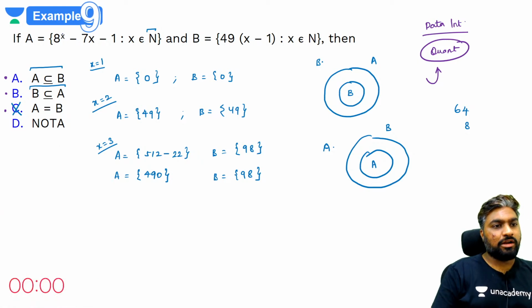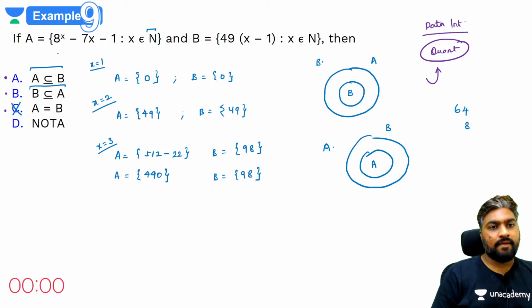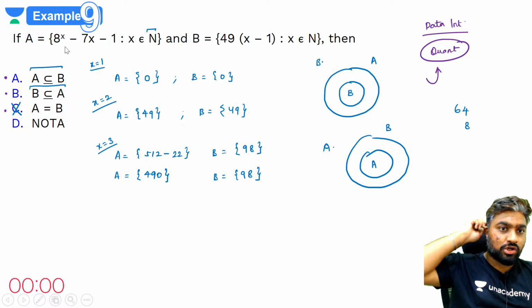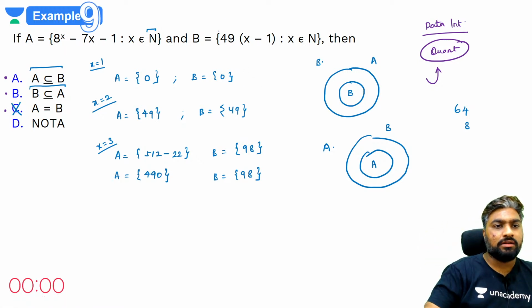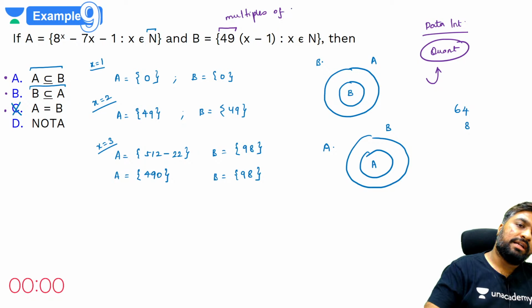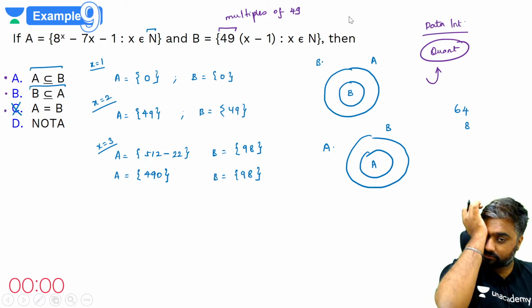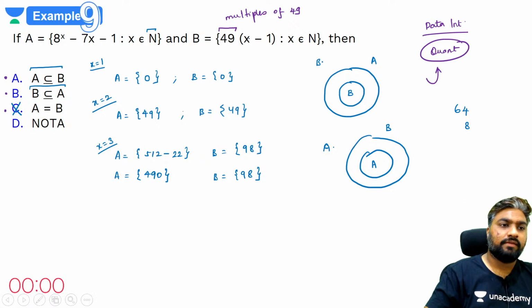I don't want to use binomial expansion here. Forcing me to use binomial expansion. So we need to understand what sort of values. The values here that you will see are all multiples of 49, correct? These are all multiples of 49. Do you agree, guys? You have 49, you have 98, you have 147 and so on.